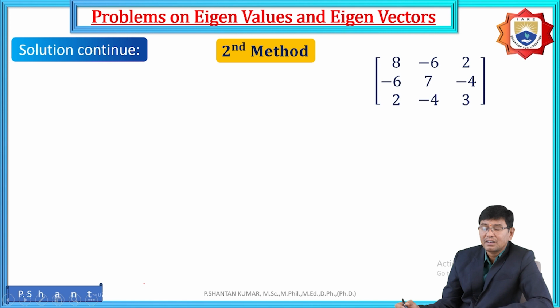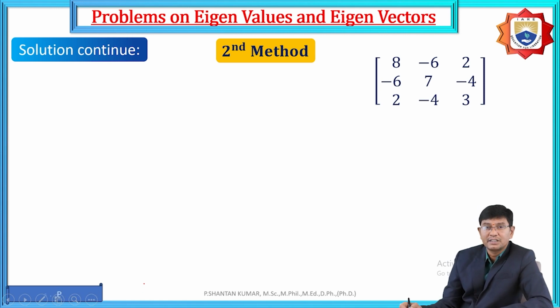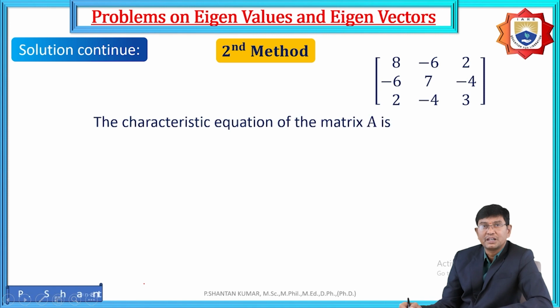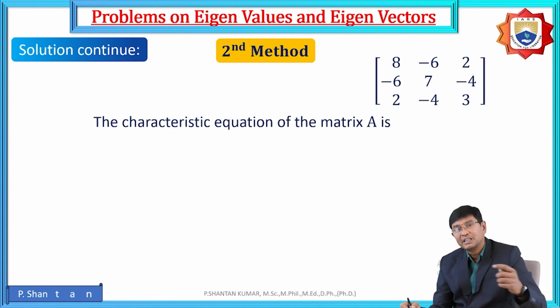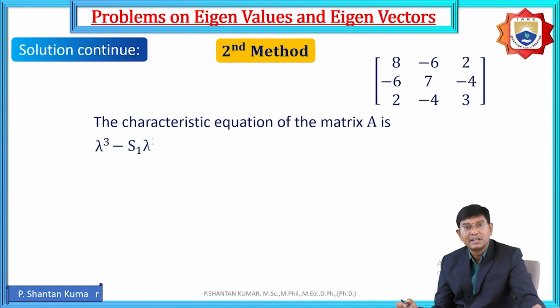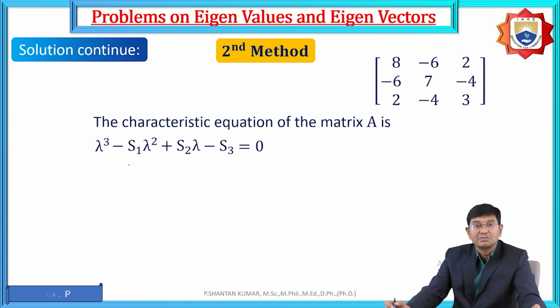What is the second method? Shortly, for a 3 by 3, first we need to assume that delta of A minus lambda I is equal to 0, the characteristic equation, as we know. And the method is lambda cubed minus S1 lambda squared plus S2 lambda minus S3 is equal to 0. And here we need to find out what is S1.